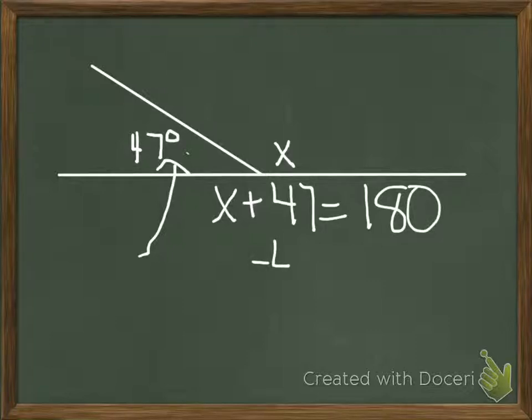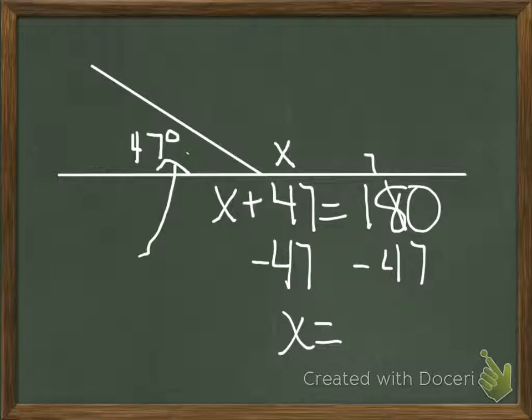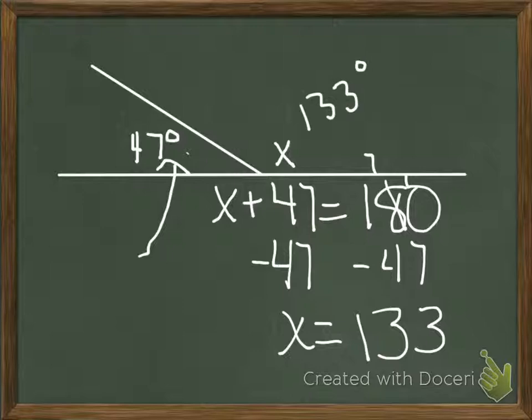Now we very simply solve our equation by subtracting 47. And we'll do a little math here. And we learn that X equals 133 degrees. So what does that mean? That means this angle right here is 133 degrees.